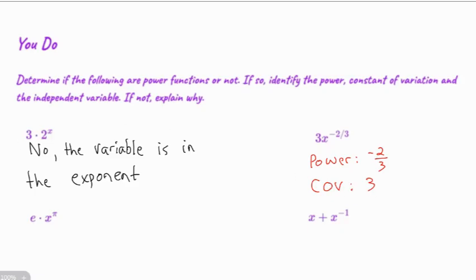What about the next one? We got to think in terms of numbers here, and the answer is yes. Our power is pi, and our constant of variation is the Euler number E. This one you can see on my classroom, 2.718, blah, blah, blah. And then finally, the last one is no. Again, we have 2 terms.